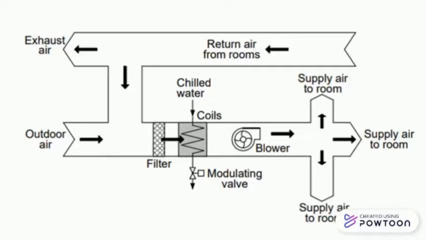In air-cooled chillers, ambient air is blown using fans over the condenser coil to release heat directly to the ambient air.